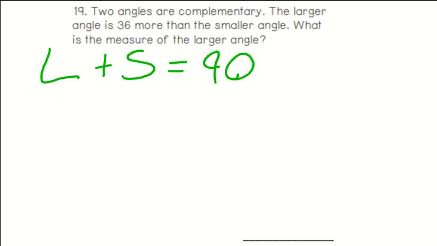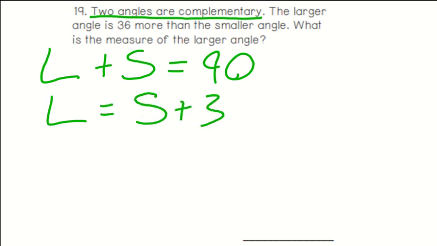If I got two angles that are complementary, that's what complementary means. Two angles equal 90 degrees, okay? So everybody good with that equation? Now that we remember what complementary means, the larger angle is 36 more than the smaller angle. So everybody go with that equation.